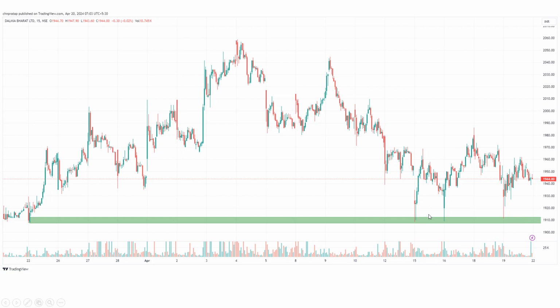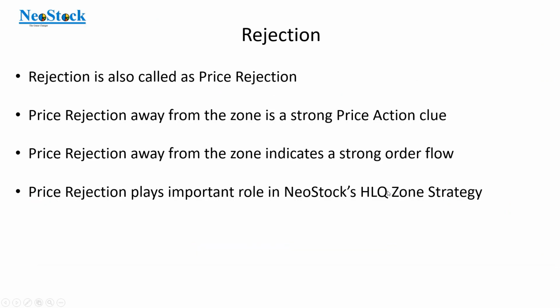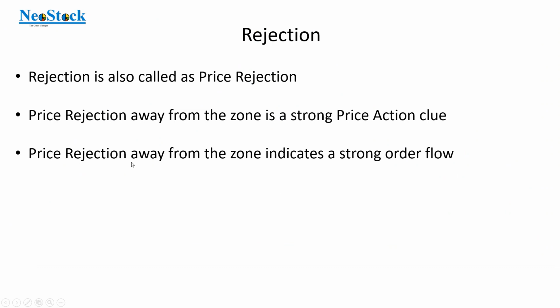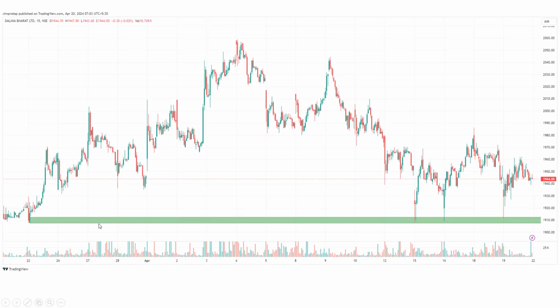As I told you earlier, rejections indicate a very strong order flow. See here. The price rejection away from the zone indicates a strong order flow. So this 1 minute zone is having a very strong order flow. People may think it is a 1 minute zone, easily it will be violated. This is the way people may think.